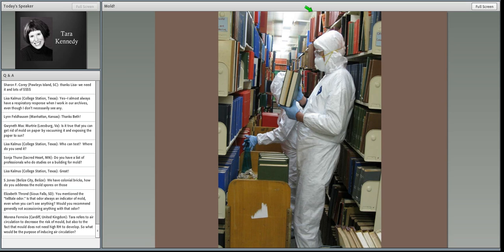But he does have an N95 respirator on. I'm also not jazzed about the glasses because they're not sealed goggles, but this is better than a lot of people sometimes who are doing this sort of thing.